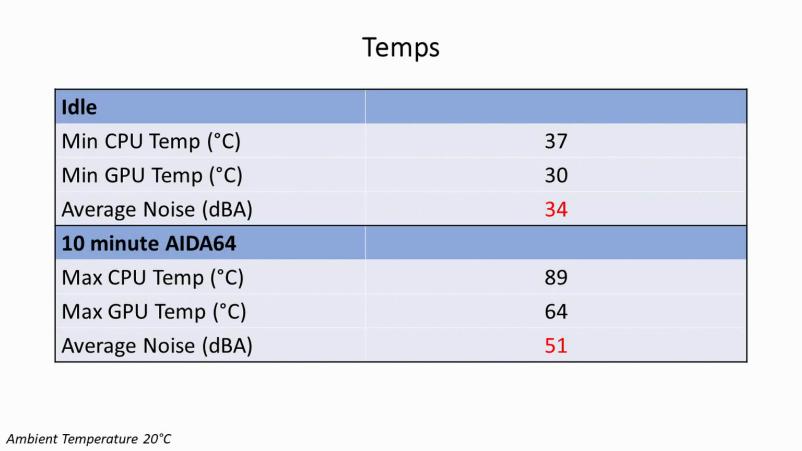So taking a look at our temperatures, our i7-13700K idled at 37 degrees and reached a maximum of 89 degrees during a 10-minute Prime95 stability test. The average noise level was 34 decibels at idle and 51 decibels under load.